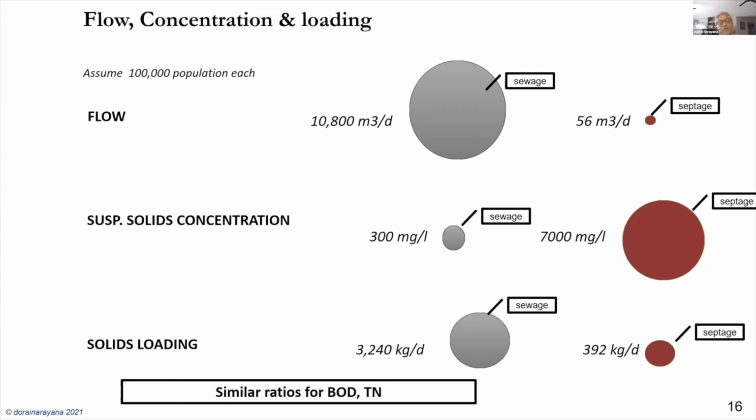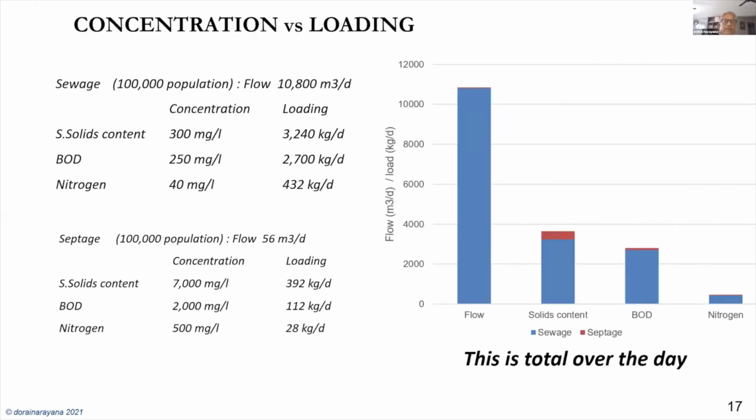So similarly, you'll find that the loading part of it can become significant. And here we have done this on the first bar on the left-hand side, which is the flow. The blue part is the sewage flow, and the red small tiny thing on top is the flow due to septage. You can see it's insignificant. But when it comes to solids, it becomes a little more significant, BOD a little significant, and also nitrogen, right? And again, we are talking about the total over a day, right?